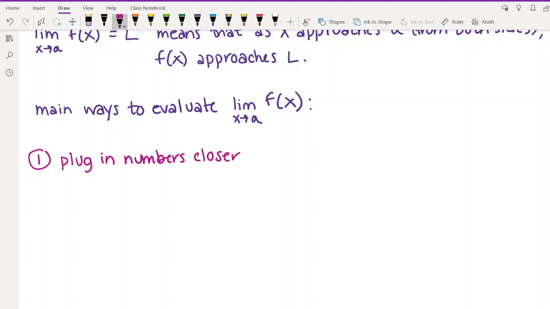It's really important that when you're doing these limits by plugging in numbers, you're not just picking one number that's close to the number. You have to be able to observe a trend. So if you're trying to plug in a number close to 3, you plug in like 2.9, 2.99, 2.999. You want to make sure you're getting successively closer. So that's why I say not just a number close, but numbers closer and closer to a, and see what happens to f of x.